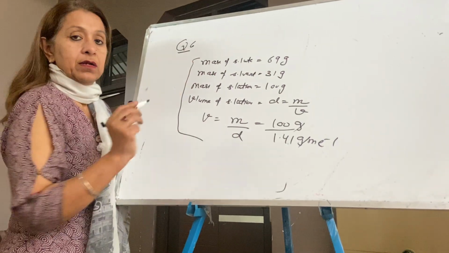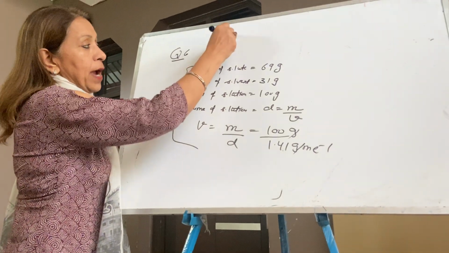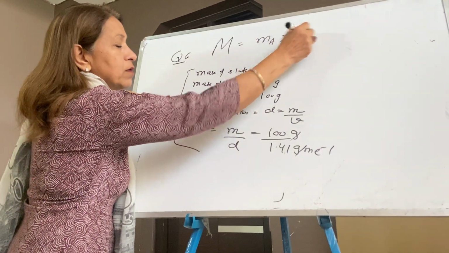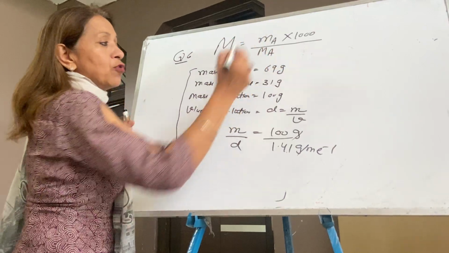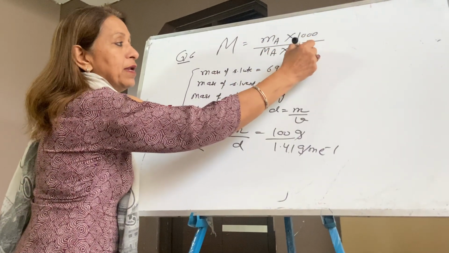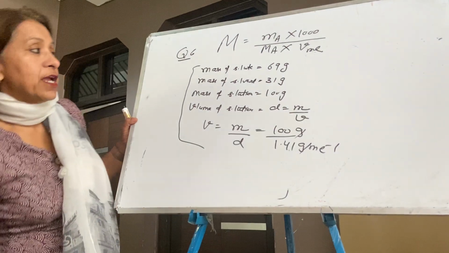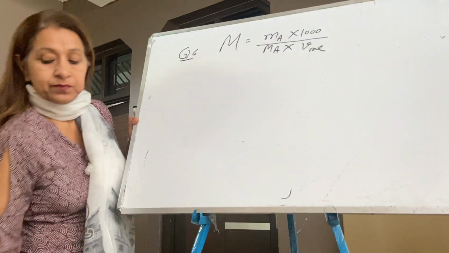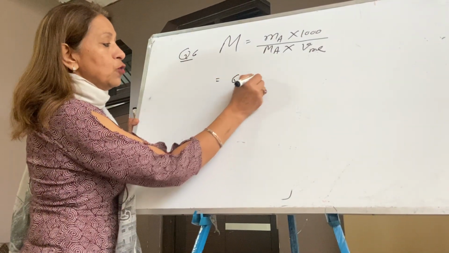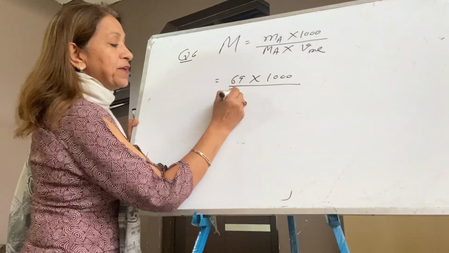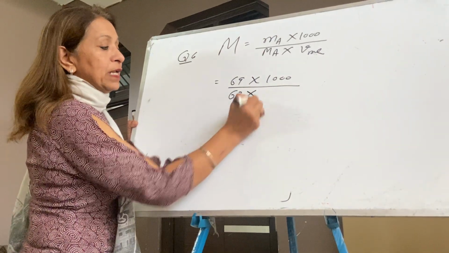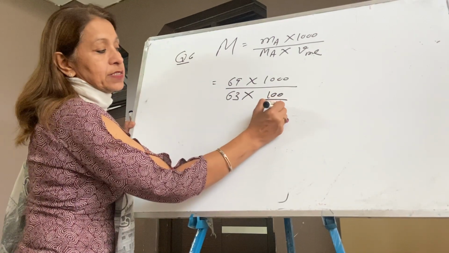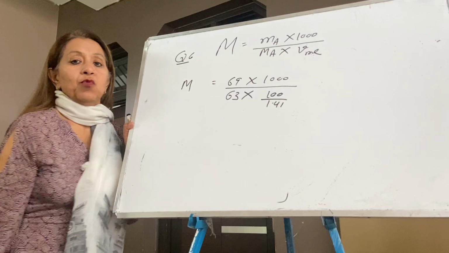After making this table, calculate your capital M. Capital M is the molarity. Molarity is the mass of solute into 1000 by capital M, the molecular mass of solute, into volume in milliliters. Now put in the values from this table. Your mass of solute is 69 gram. 69 gram into 1000. The capital M of nitric acid is 63, into the volume of solution. Density is equal to mass by volume, so volume is equal to mass by density. So this way you can calculate molarity.